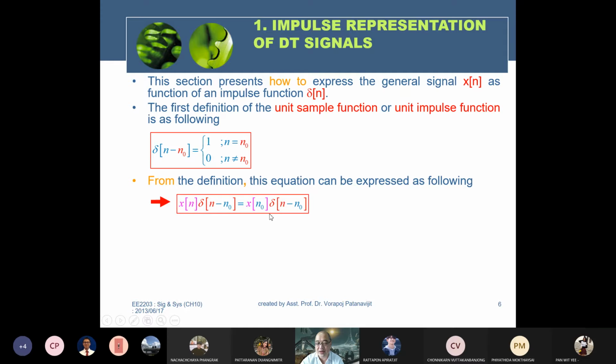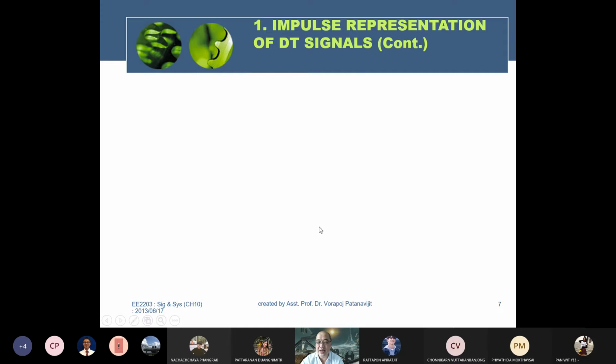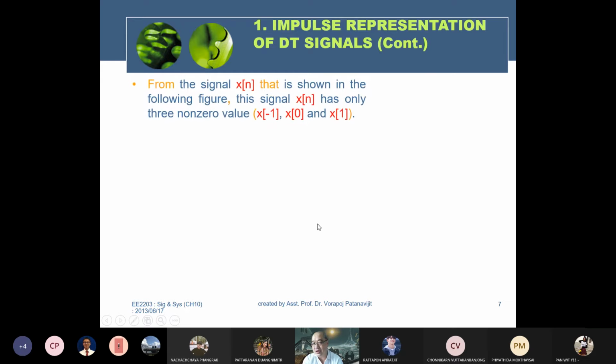Okay, except n naught. Therefore, only x[n naught]. Now, in order to give you more understanding about how to write the signal in mathematical form, the signal x[n] shown in this figure has only 3 non-zero values. You write only the non-zero locations. Therefore, you require 3 impulses to represent them.